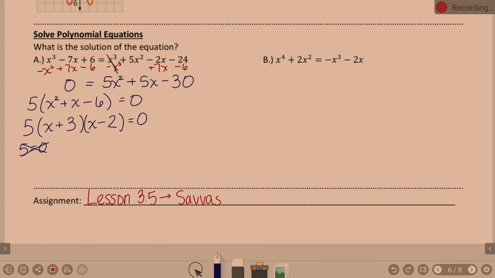So the 2 pieces that matter, x plus 3 equals 0 and x minus 2 equals 0. If it's x plus 3, I'm going to subtract 3. If it's x minus 2, I'm going to add 2. What do we get for answers? Okay. X equals -3 and +2.